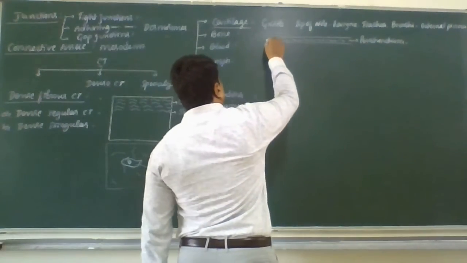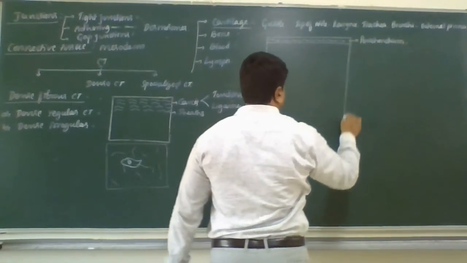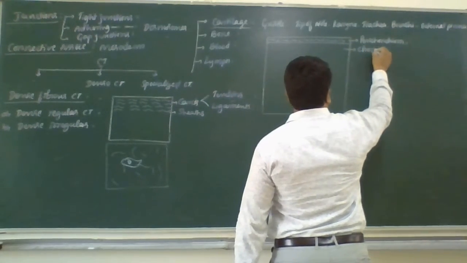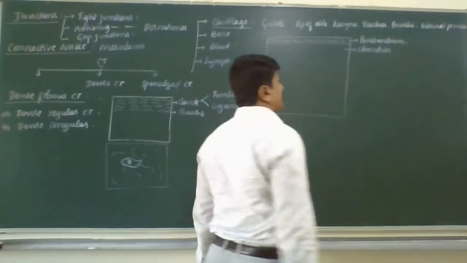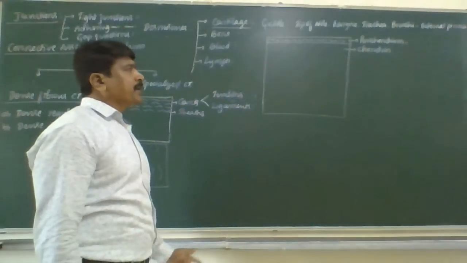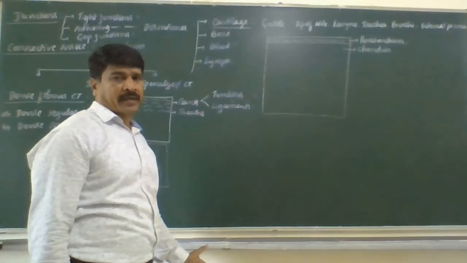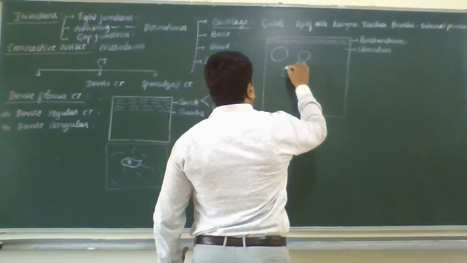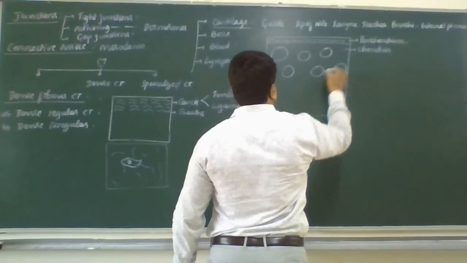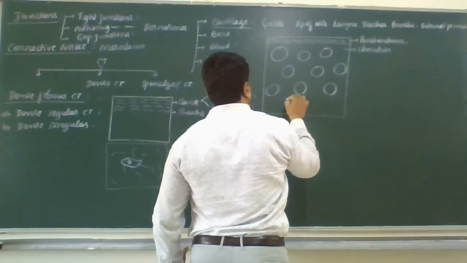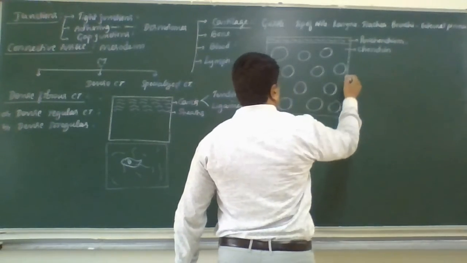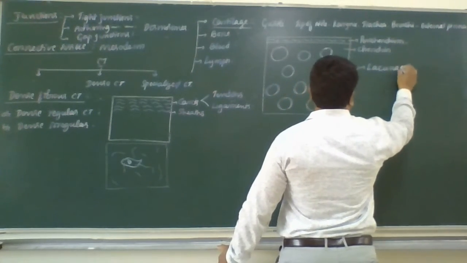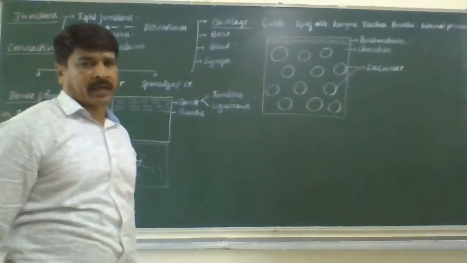Below the perichondrium, there is a matrix. The matrix of the cartilage contains a protein called chondrin, with irregularly distributed spaces called lacunae.